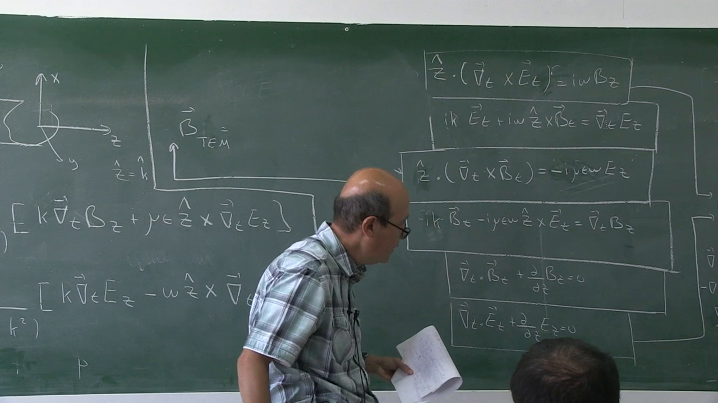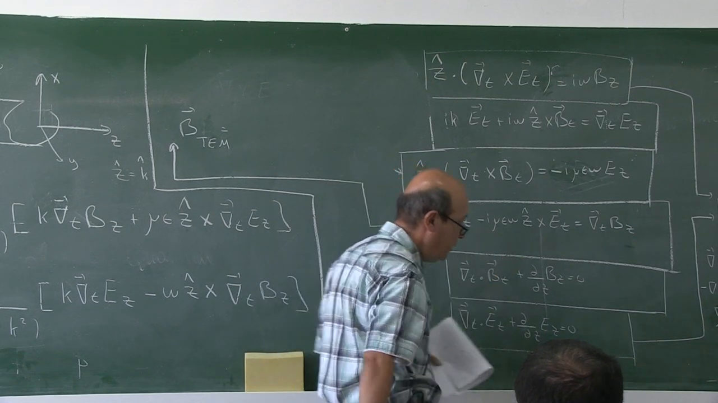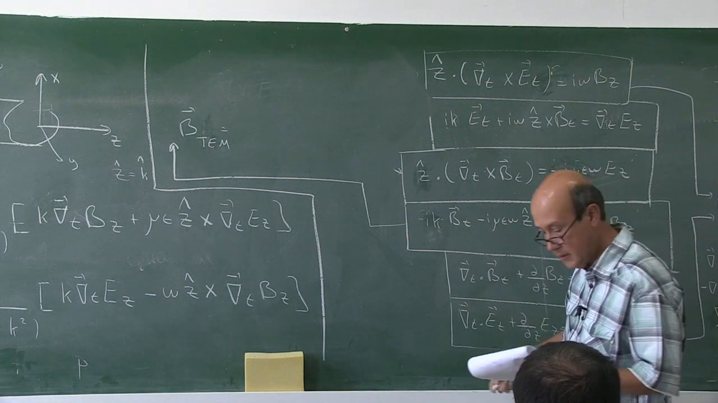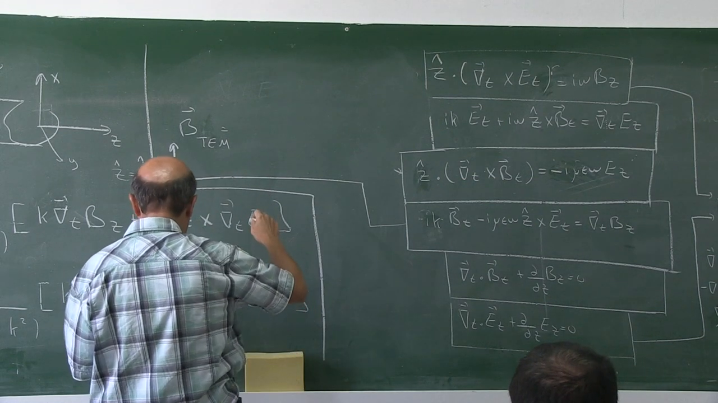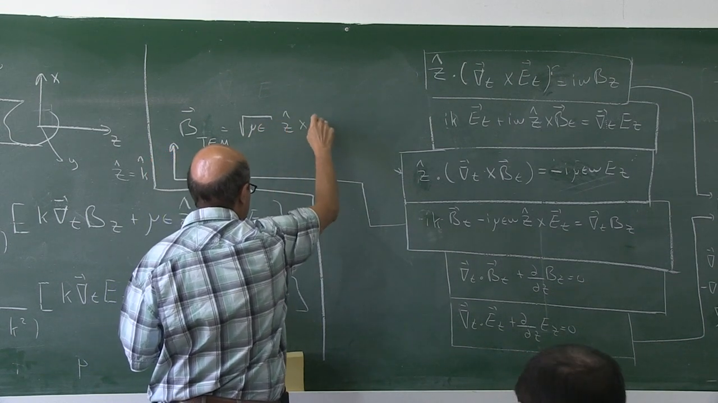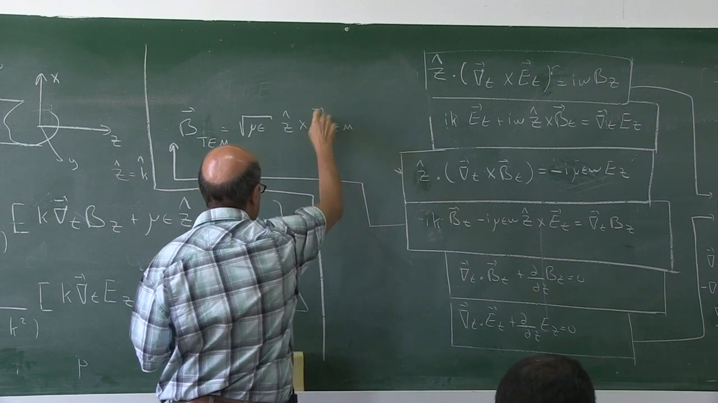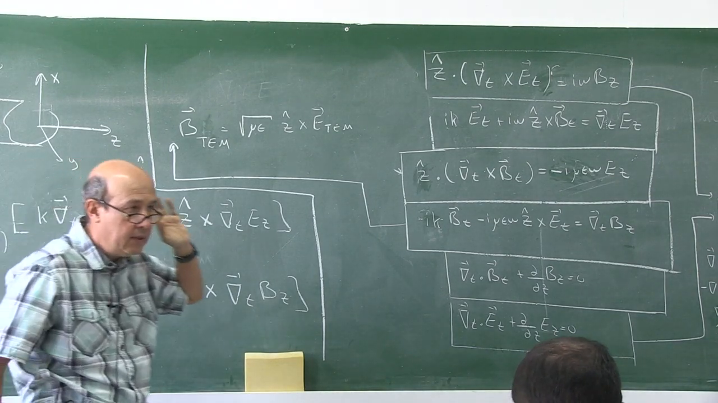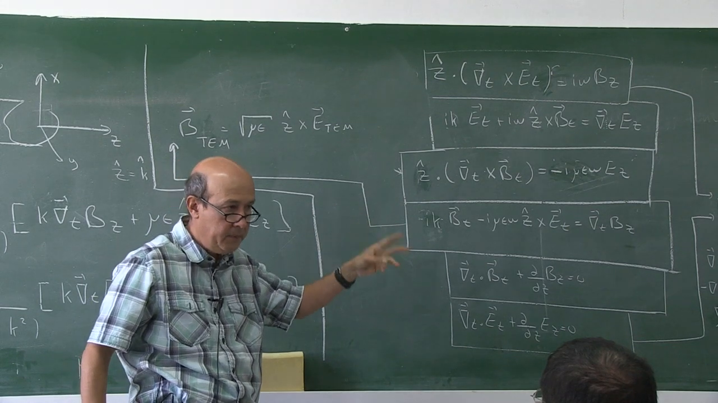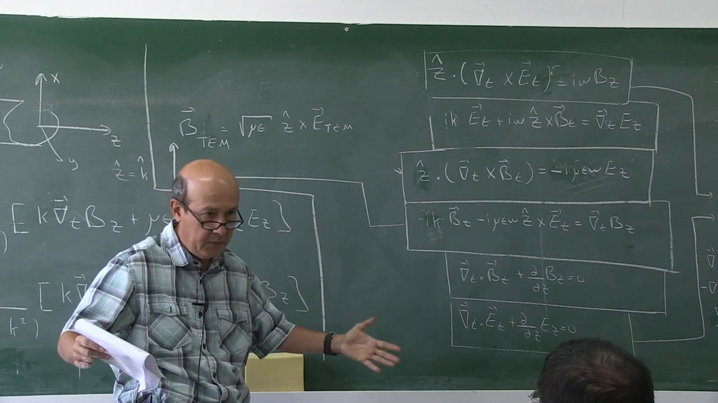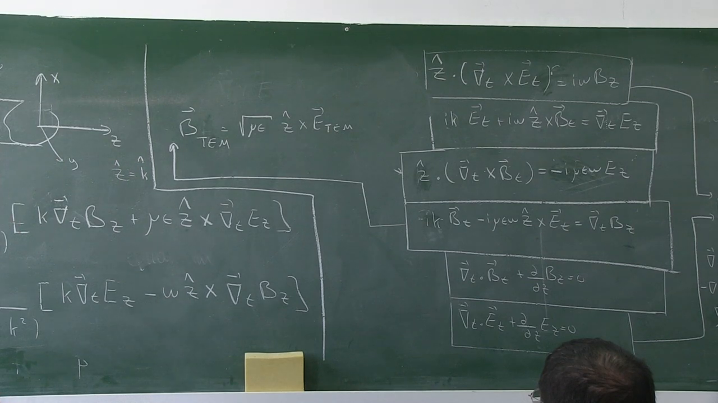And what is omega over k if you divide by k? That is equal to 1 over square root of mu epsilon. So you have mu epsilon. Altogether, you will obtain B_TEM as square root of mu epsilon z cross E_TEM. Again, is this something familiar? Yes. So k, E, and B are mutually orthogonal to each other as if in the unbounded system, free medium. So this is the second property.